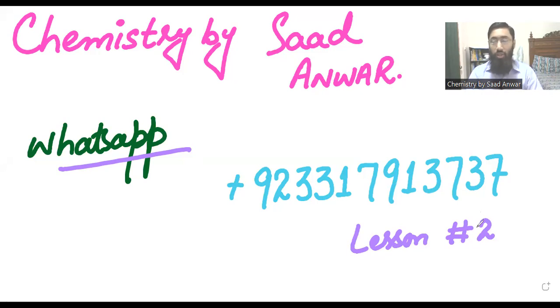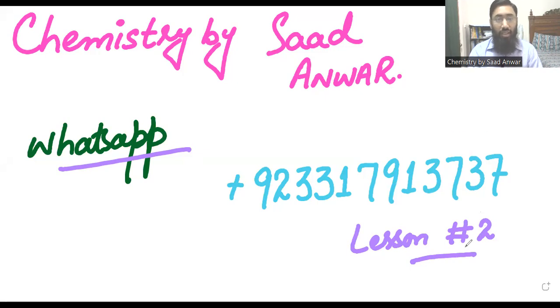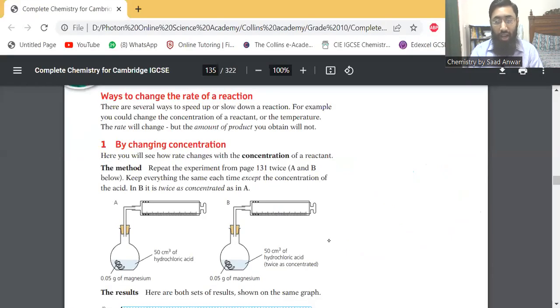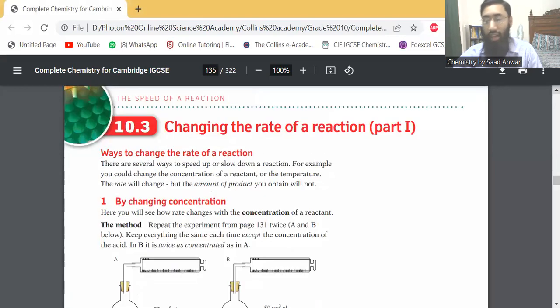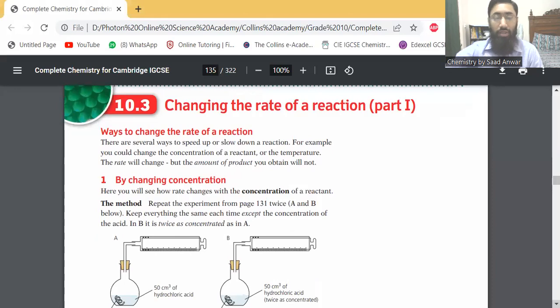Today we are going to discuss lesson number 2, and the topic is rate of reaction. Now let's open the textbook from which I am delivering these lessons. This is my book, though I actually use different books. In this topic we will focus on changing the rate of reaction, also called speed of reaction.